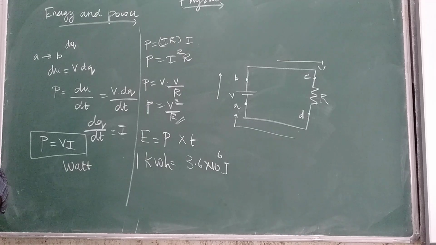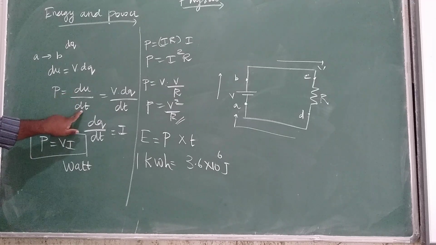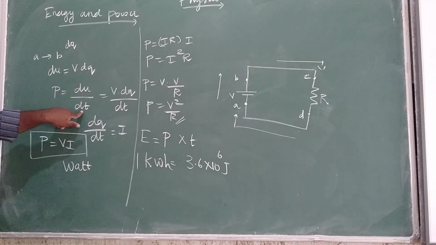3.6 into 10 power 6 joules. So guys, what is electrical energy and power? Consider a battery having a voltage V connected to a resistor having a resistance R. Assume a charge dQ is moving from point A to B, then towards point C to D, and again back to point A.